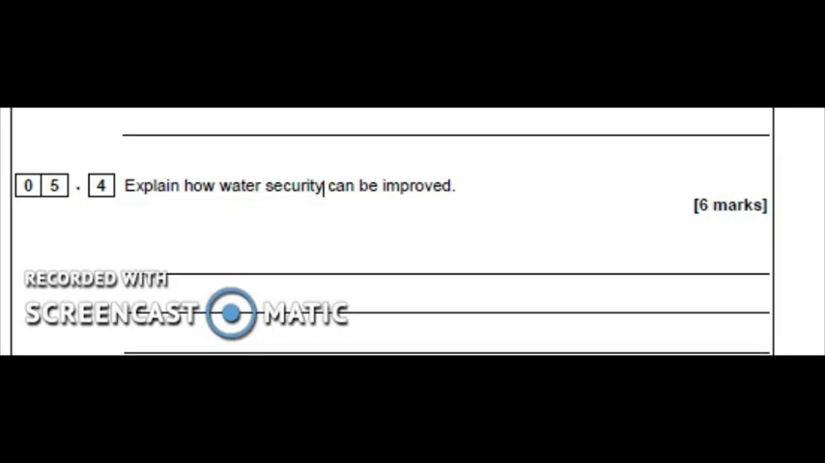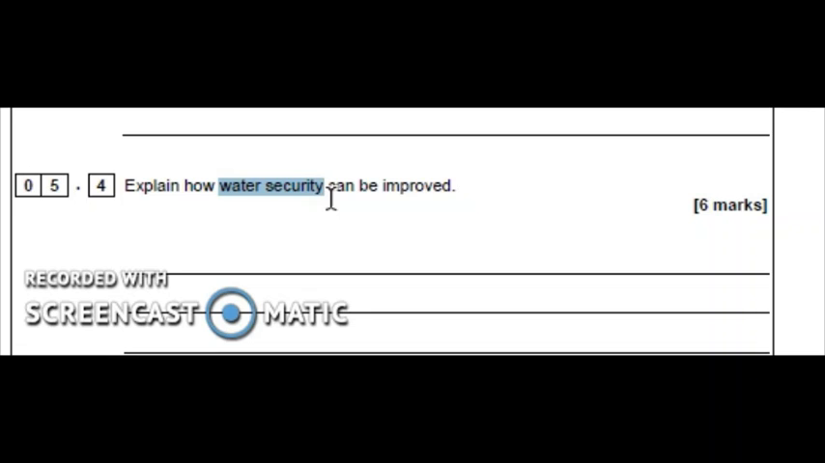Final question 5.4. Explain how water security can be improved. Now notice that although this is the last question, it's not a 9-mark case study question. So for this part, section C, this is how you will finish. And to be honest with you, it's probably the easiest question that you could potentially be given. You don't have to analyse, you don't have to evaluate, you just simply have to explain methods to improve what's called water security. Now that is just basically where an area has enough water to sustain life or the people there.